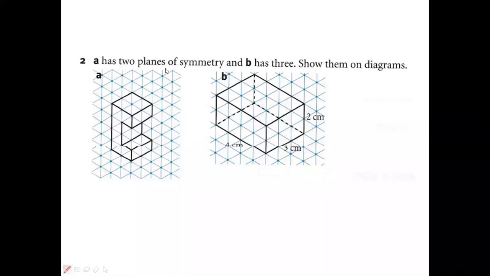A has two planes of symmetry and B has three. Here A figure has two planes of symmetry, and B has three. Show them on diagrams. Before we go to diagrams, I can show by drawing a line. You need to imagine that through that line there is a plane. Look at here. From here I can draw one like this. I mean, a plane will come which will show it clearly.